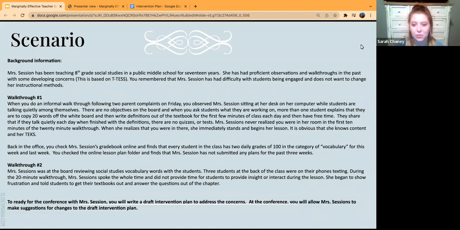So in this project, we learned about Mrs. Session through 2 walkthroughs and some parent contact. And we learned that she was not teaching at the proficient level that we have observed her doing in the past. And so now we are presenting her with this plan.